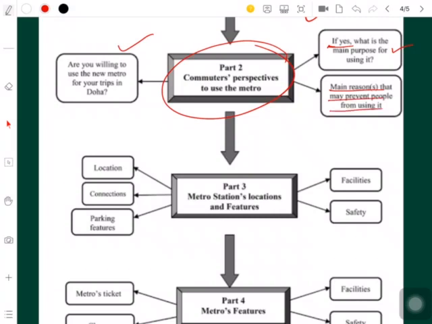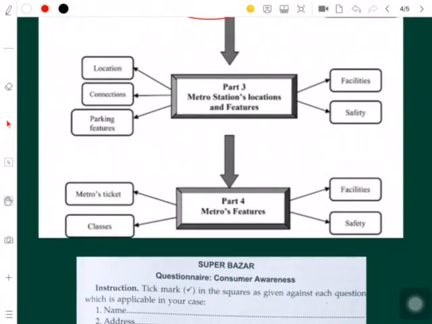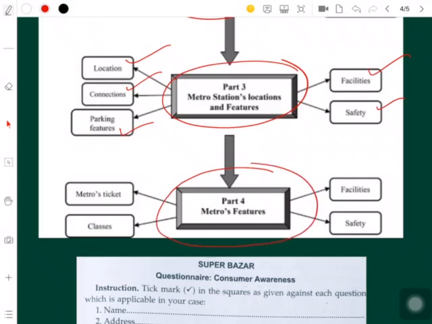That is about commutation. The third part of my questionnaire will constitute something else, maybe the location of the metro station itself: location, connection, parking, features, what they want to have in the metro stations, facility, safety. Maybe I want to ask some more questions, so I'll add one more part: metro ticket, classes, facilities, safety. So these are the parts of a questionnaire.